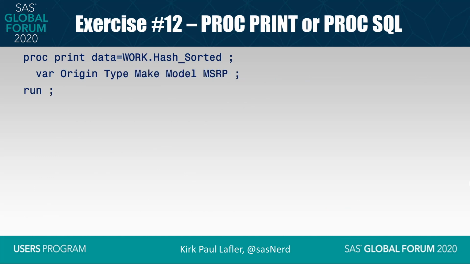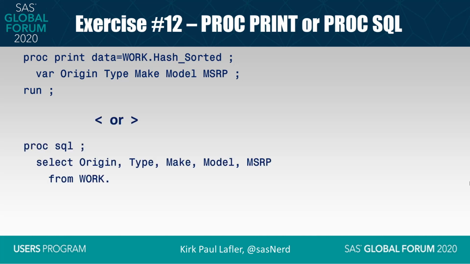And just like we did before, in exercise 12, we're going to issue a PROC print or a PROC SQL so that we can view or display the results from our hash object that we wrote to emulate a descending hash sort in exercise 11. So once this code is entered, either PROC print or PROC SQL, you run it, you'll be able to see the results in your results window.